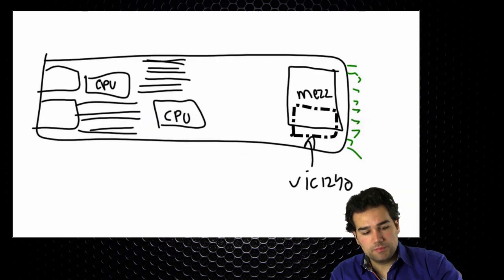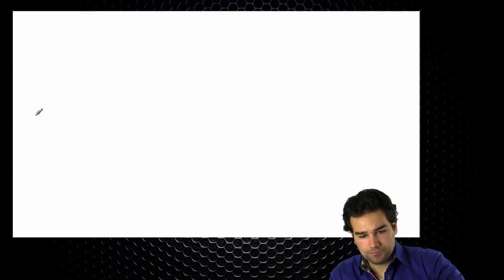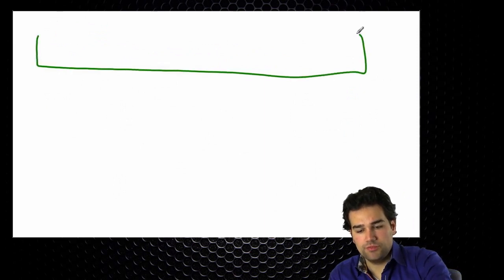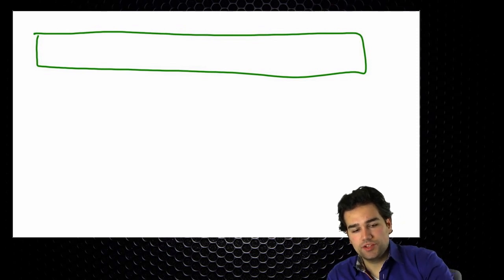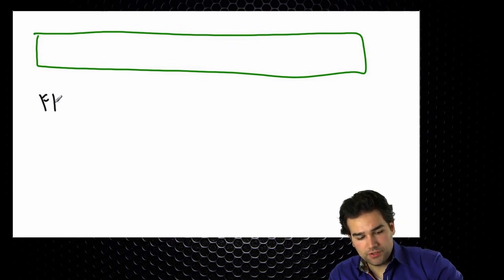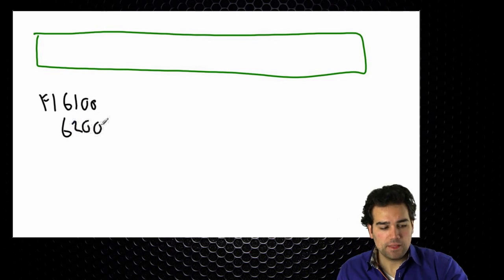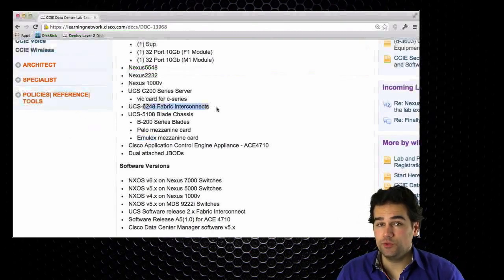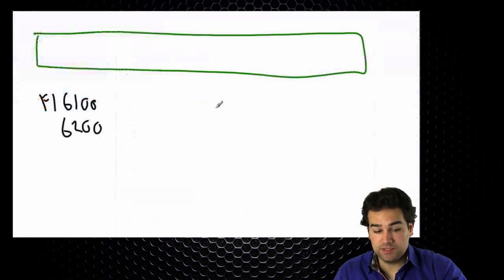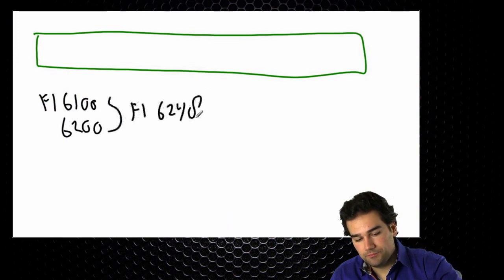Now, I want to focus a bit more on the Fabric Interconnects and leave the blades for what we have right now. Like I said, the Fabric Interconnect comes in 2 generations. There's a Fabric Interconnect 6000 series or 6100 series, and there's a 6200 series. Again, going back to our blueprint, we will see the 6248 Fabric Interconnect. Specifically, it's a very specific model there. So we are running the 6248 model.